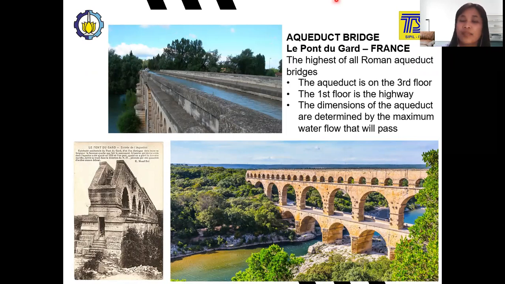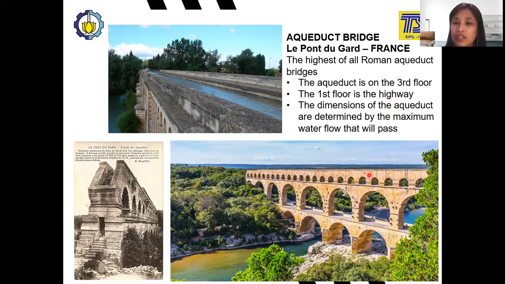Yeah, this is the other example of the crossing structures. As I mentioned before, if you have a channel and you need to cross the river and bring the channel to the other side of the river, you need either a siphon or an aqueduct. And this, in Indonesia, is called talang, an aqueduct bridge. This is one of the oldest aqueducts in the world.